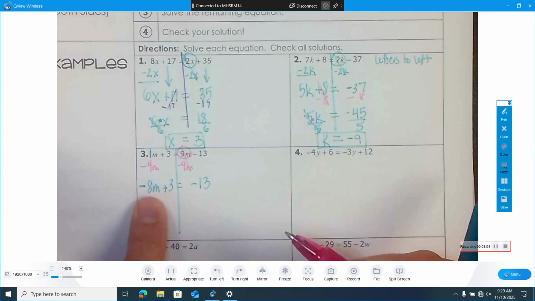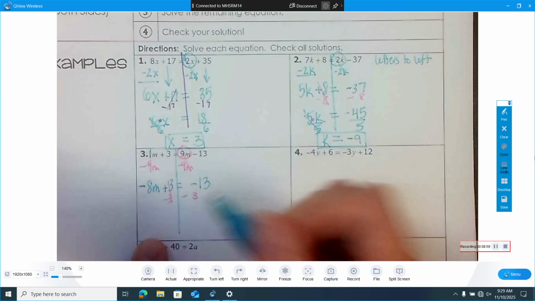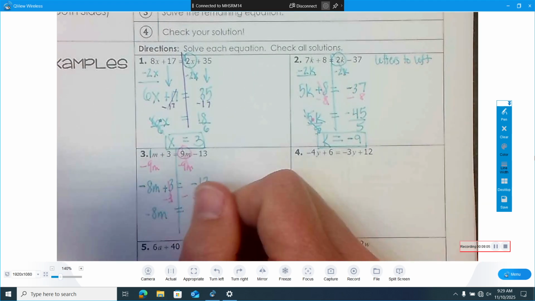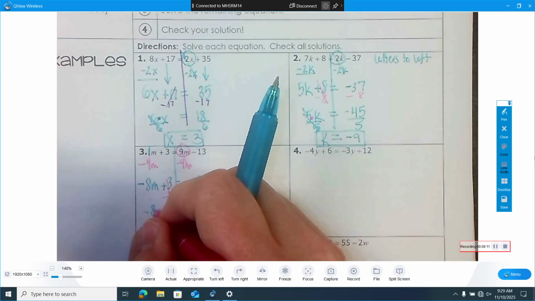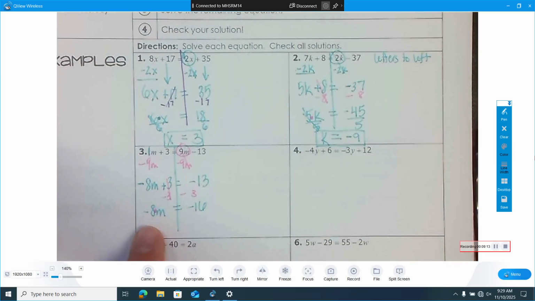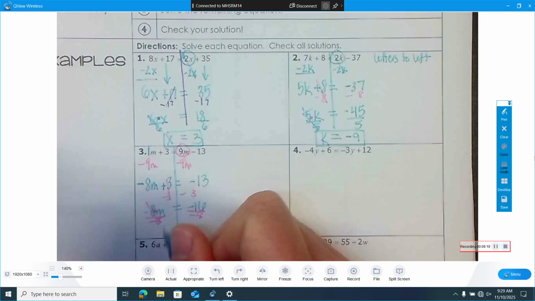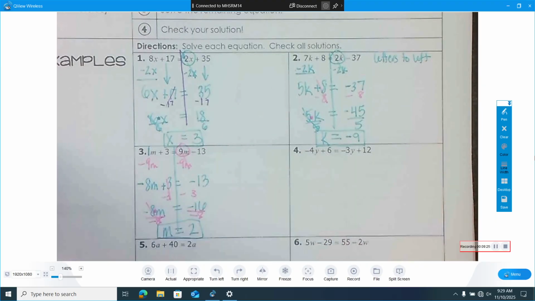Yep, that m wants to be all alone, so we're going to get rid of this plus 3 by subtracting it first. All right, so we're left with negative 8m equals, that's a whole lot of negatives, negative 16. And then this is negative 8 times m. Divide away that negative 8. Get rid of the whole thing. Divide both sides by negative 8. So we get m is equal to positive 2. Very good. How do you feel about this? Is it okay? Yeah? Okay.